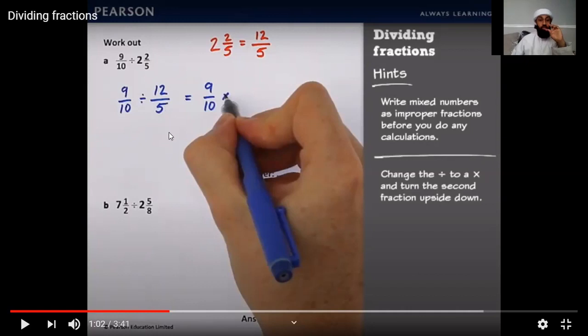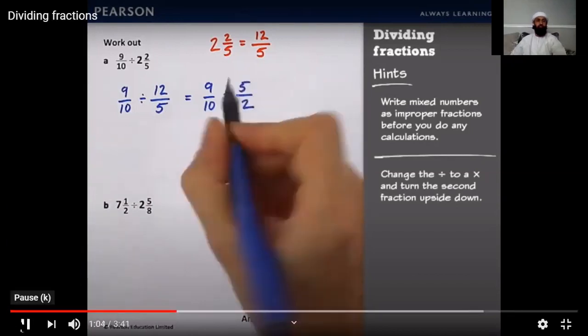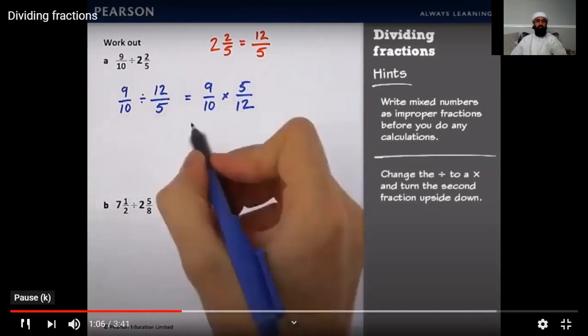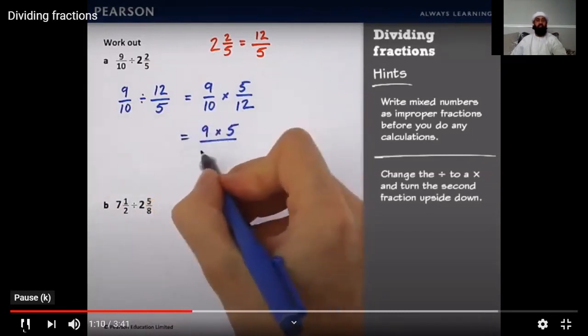Then all you need to do is inverse it. Inverse means the last fraction, change the numerator into the denominator and the denominator into the numerator. You've changed it over, and replace the divide symbol with multiplication. Okay, so look at this. Multiply the normal way. 9 times 5 and 10 times 12.